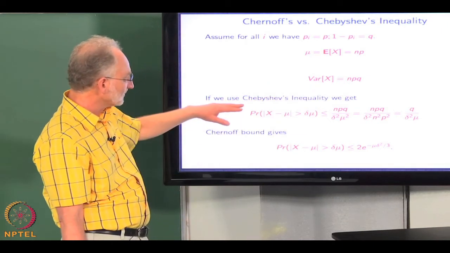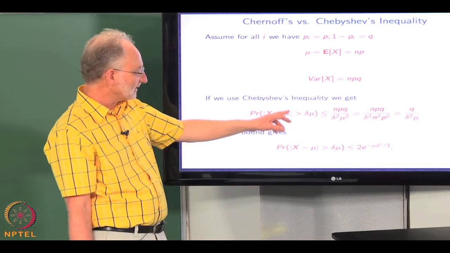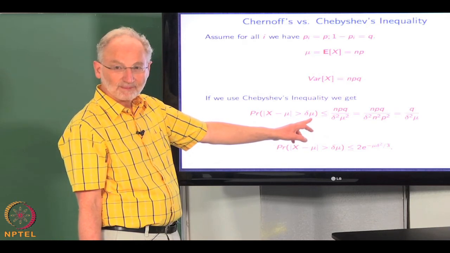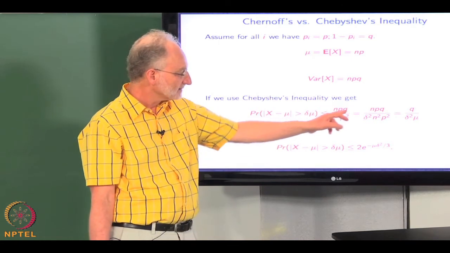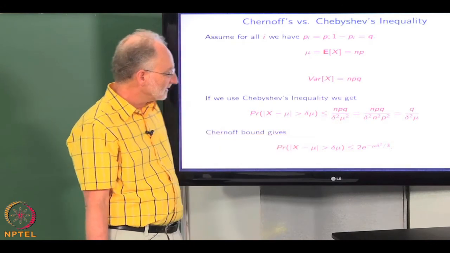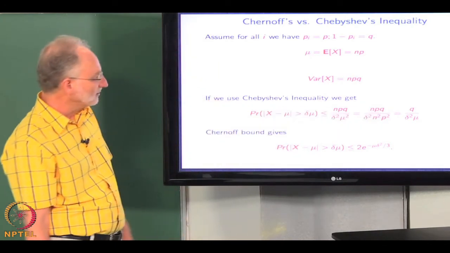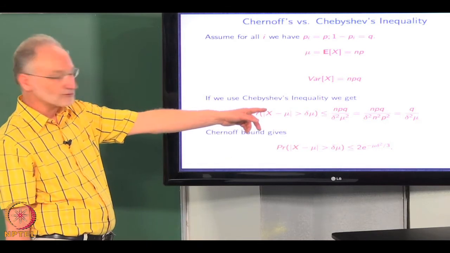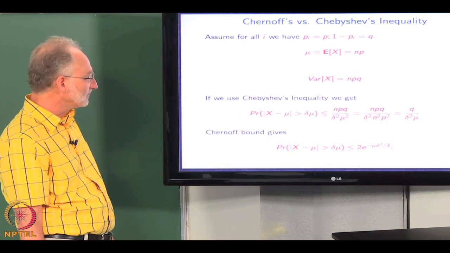The variance is npq. I'm sure you know all this. So if you do Chebyshev, the probability that you deviate from the expectation by delta times the expectation is bounded by the variance divided by the square of the deviation. If you plug in the right thing, you get that it's basically q divided by delta square mu. And that's important. The important one is the delta square mu.